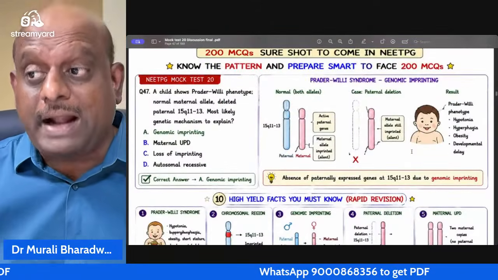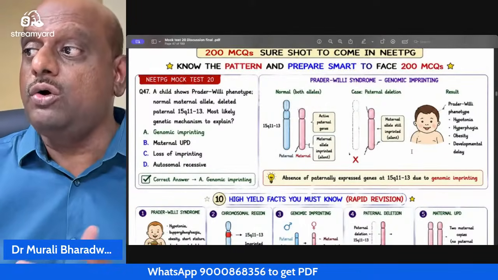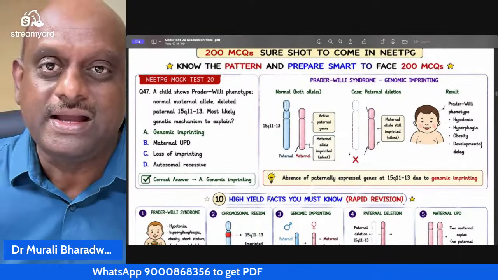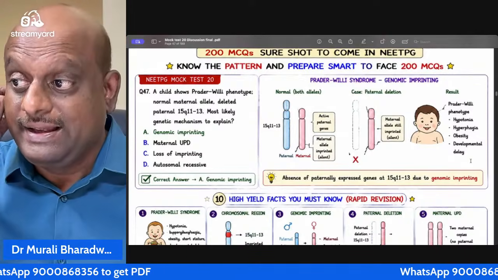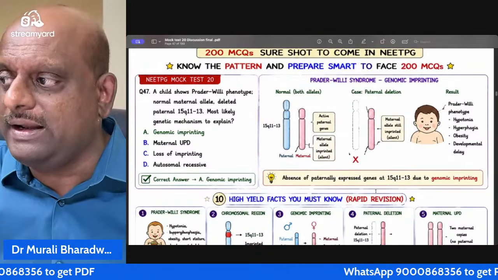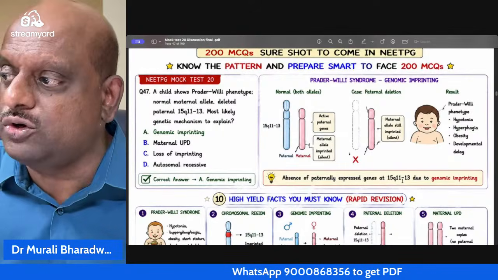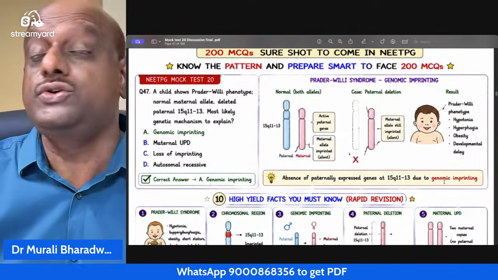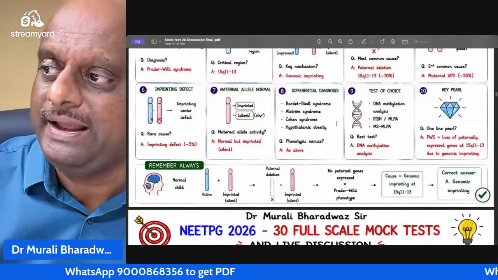A child with Prader-Willi syndrome typically has genomic imprinting, hypotonia, hyperphagia, obesity, developmental delay. So absence of paternally expressed genes at chromosome 15q11 due to genomic imprinting is what you need to basically remember.